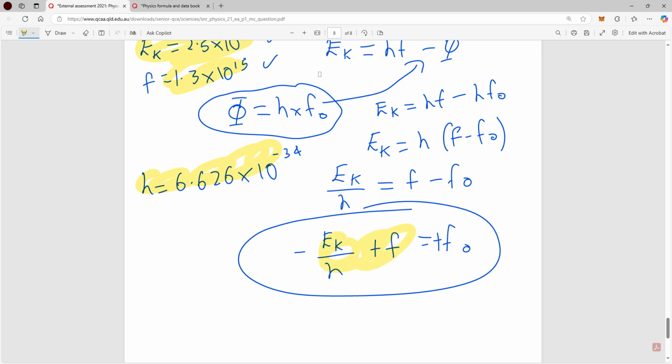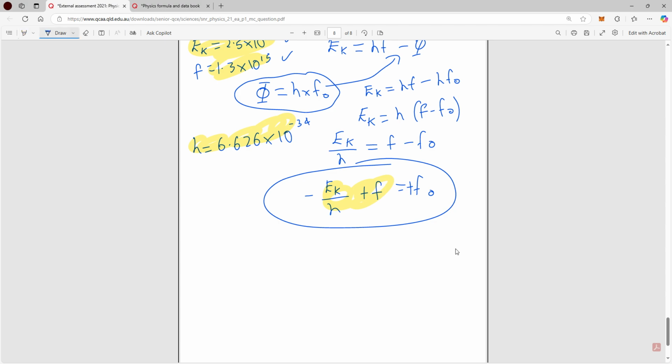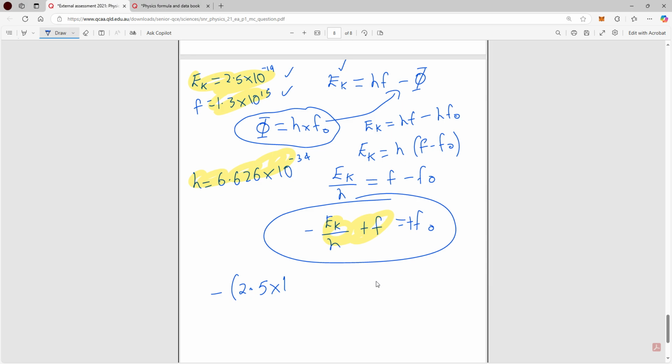Okay, so this is what you would do. Again, this is multiple choice, only worth 1 mark. So if you get stuck on this question, just move on and go on to the short response, because the risk to reward ratio with a question like this isn't worth it. But this would actually be a good short response question as well, so it's good to practice them anyway. So 6.626 times 10 to the negative 34 plus 1.3 times 10 to the 15 equals your threshold.